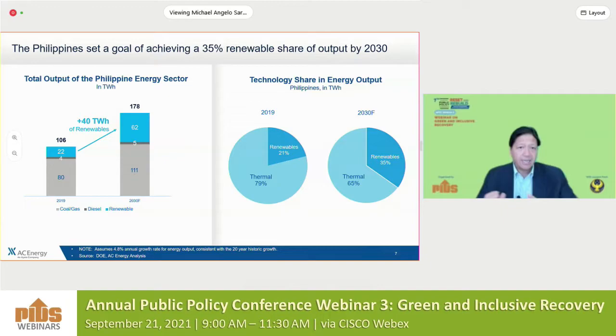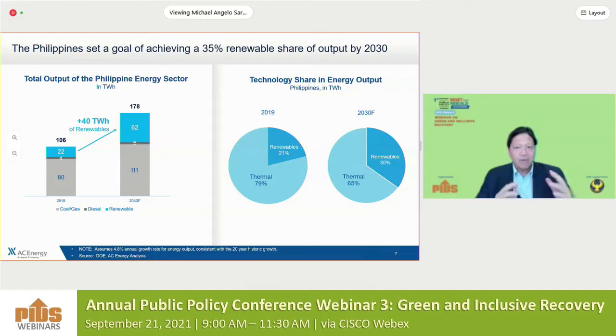And now I truly believe that this is the decade for renewables to scale up. And the good news is that there is a high-level government policy, or at least a stated goal, of getting renewables back up in terms of share of output from where it is today, which is 21%. The government has already reinforced the goal of getting renewables to 35% of output by 2030. We were already there once upon a time back in 2008 when the RE law was enacted. Renewables was already at 34% share of output.